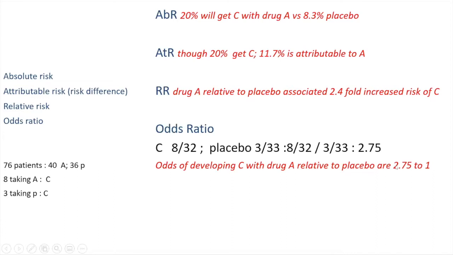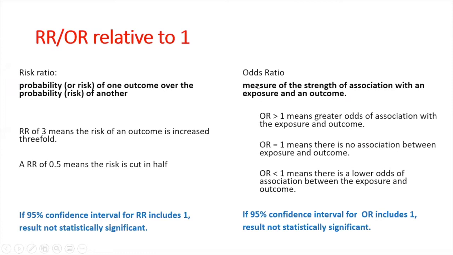So this is important to understand, because our meta-analysis is based on these surrogate figures, or composite figures. So the relative risk or risk ratio and the odds ratio are always related to one. A risk ratio of three means that the outcome is increased threefold. A risk ratio of 0.5 means the risk is cut in half. An odds ratio of greater than one means there is an association between exposure and outcome. An OR of one means that there is no association between exposure and outcome. Okay.